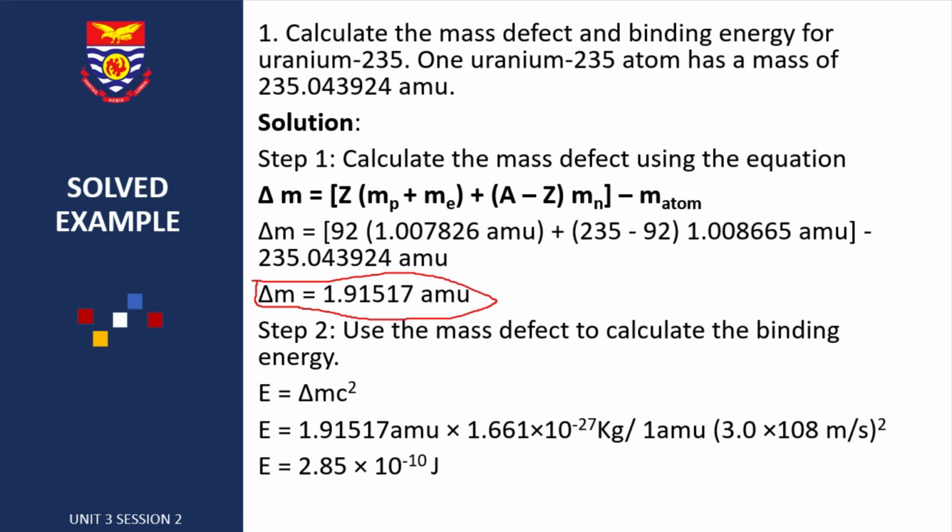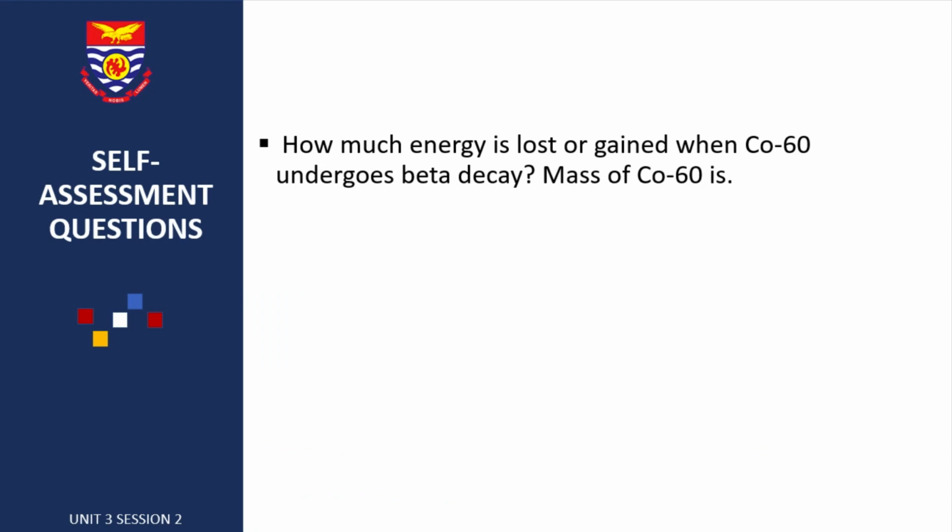Now, to calculate the binding energy, we need to convert the atomic mass units to kilograms, and we know that every 1 amu is equivalent to 1/12 the mass of carbon-12, which is equivalent to 1.661 times 10 to the power negative 27 kilograms. So we have to multiply the change in mass by this factor, and after multiplying it by that factor, we will have to multiply the answer that we get by the speed of light squared, and that will lead us to an energy of 2.85 times 10 to the power negative 10 joules. This is a self-assessment question which I would want you to try your hands on.